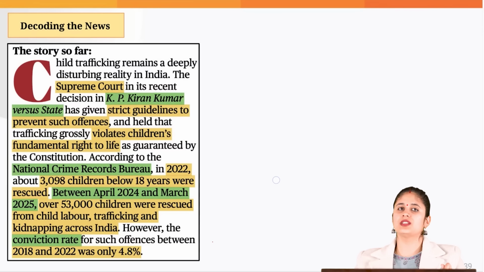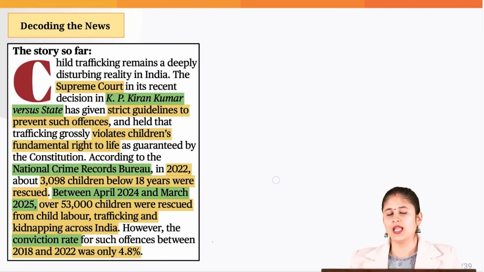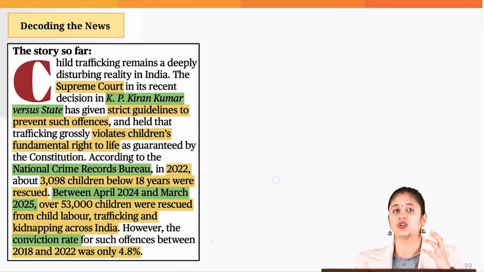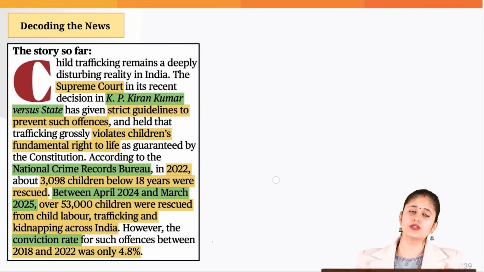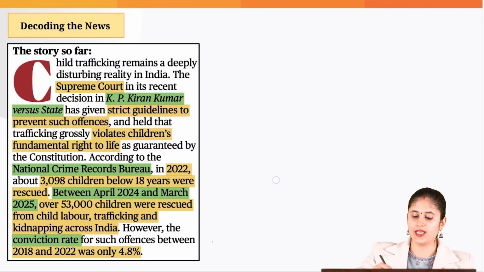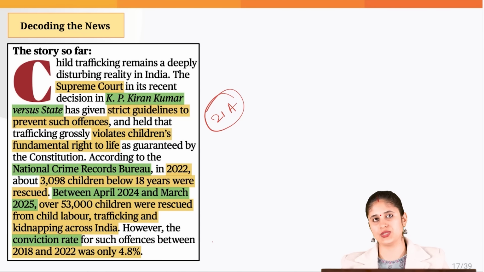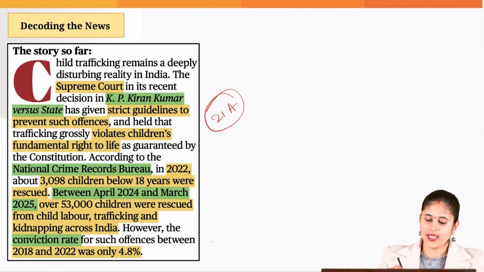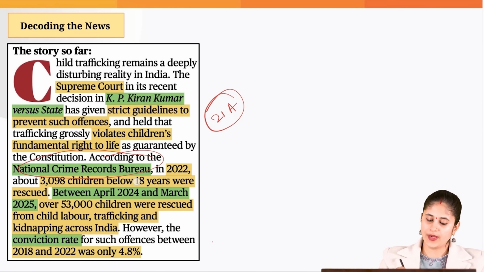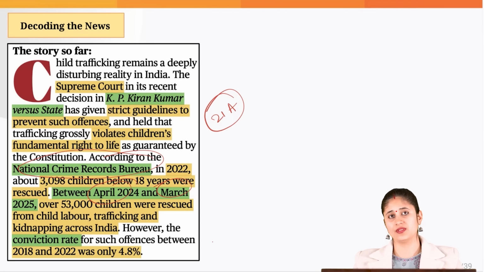Now, in this particular judgment, the Supreme Court rightly pointed out that when a child is forced into child trafficking, it grossly violates their fundamental right under Article 21, that is right to life and personal liberty. And it also takes away the right of children under Article 21A, that is right to free and compulsory education.